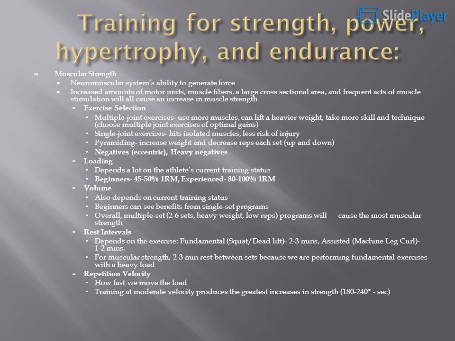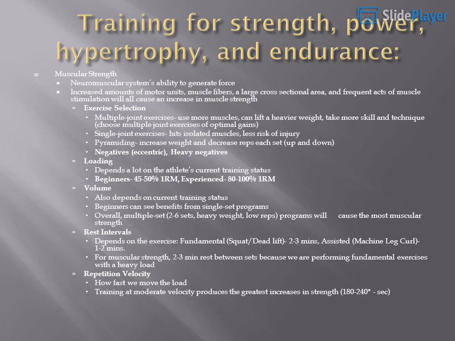Volume. Also depends on current training status. Beginners can see benefits from single set programs. Overall, multiple set, 2 to 6 sets, heavy weight, low reps programs will cause the most muscular strength. Rest intervals. Depends on the exercise. Fundamental, squat/deadlift, 2 to 3 minutes; assisted, machine leg curl, 1 to 2 minutes. For muscular strength, 2 to 3 minutes rest between sets because we are performing fundamental exercises with a heavy load.